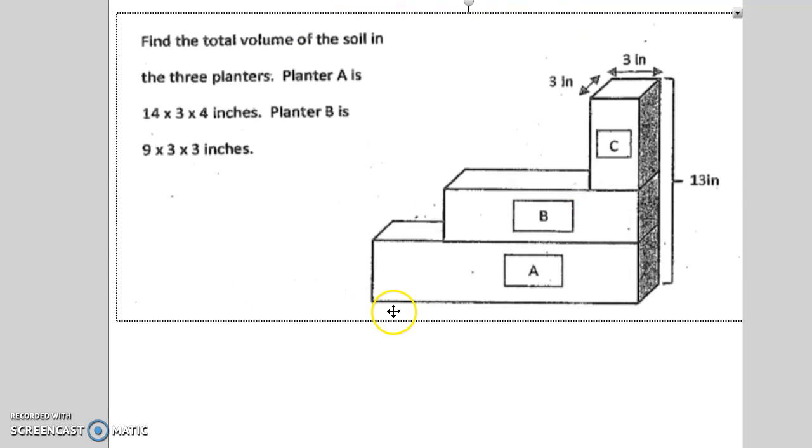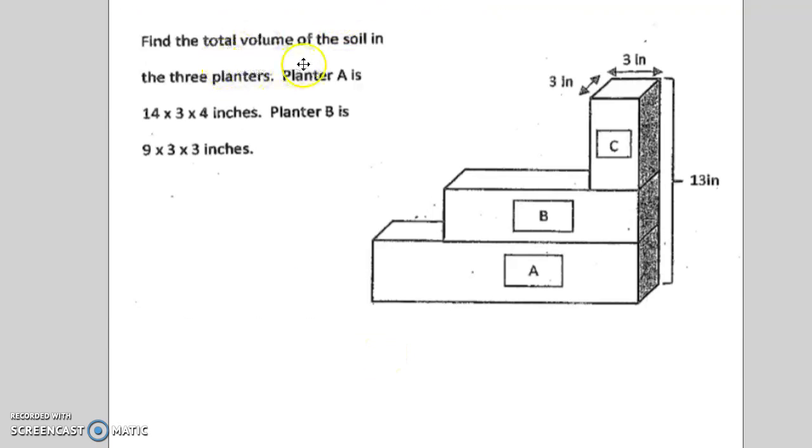Okay, so we're going to take a look at the image that's located at the bottom of page 10 in your interactive notebook. All right, so we need to find the total volume of the soil in all three planters. So let's take a look at what this image is showing us. We have planter A here on the bottom. A planter is a box that holds plants, flowers or vegetables or herbs maybe.